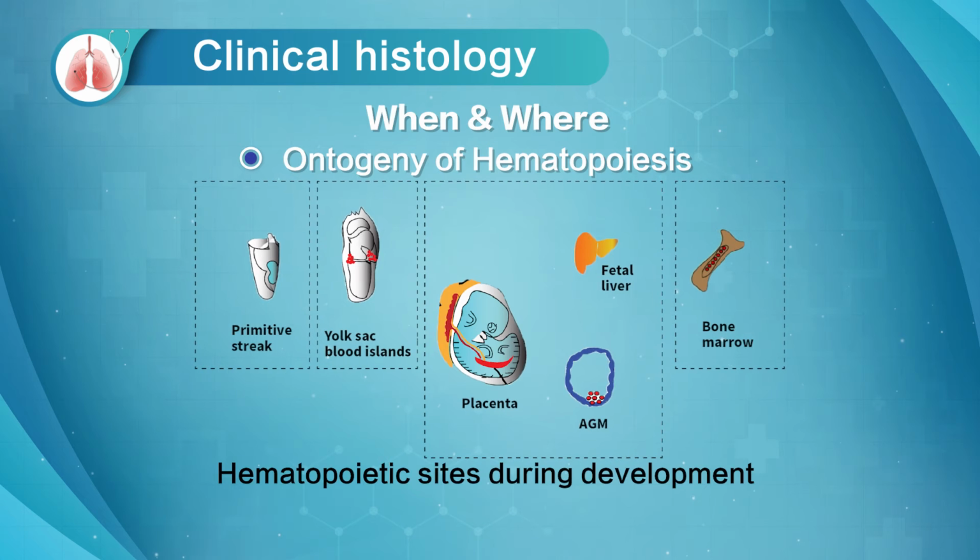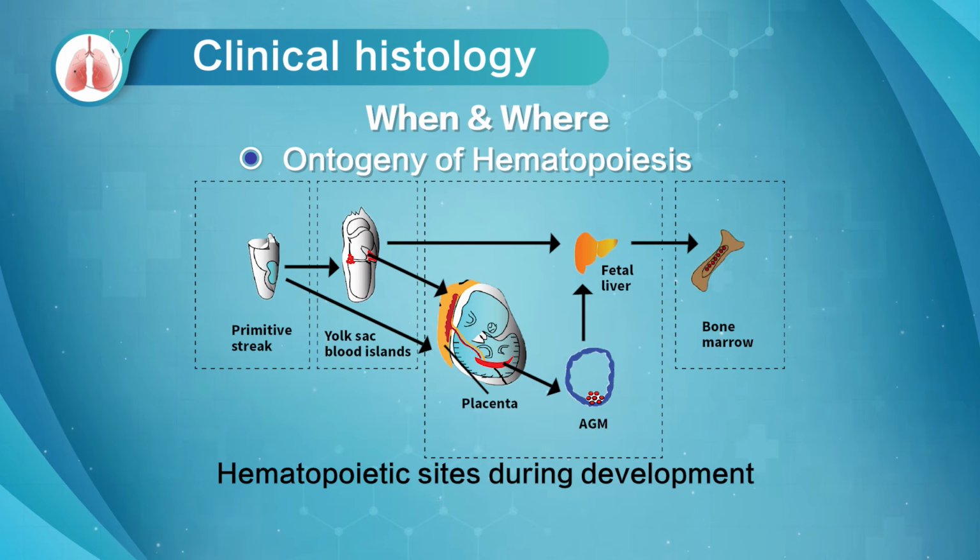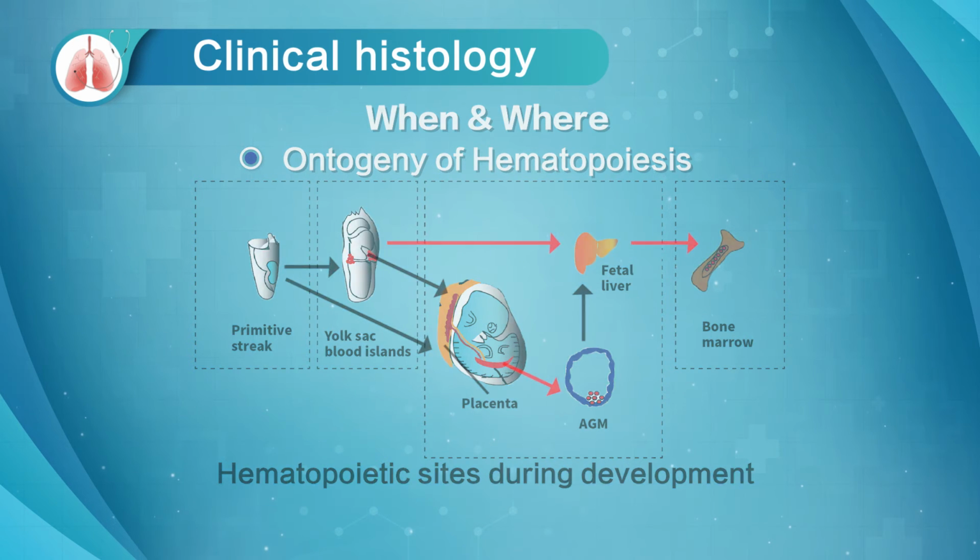This picture shows us the overview of hematopoietic sites transition during development. We can see it changes from yolk sac to placenta, which are the extra-embryonic sites, then transits to intra-embryonic sites: AGM, fetal liver, and finally to the bone marrow.